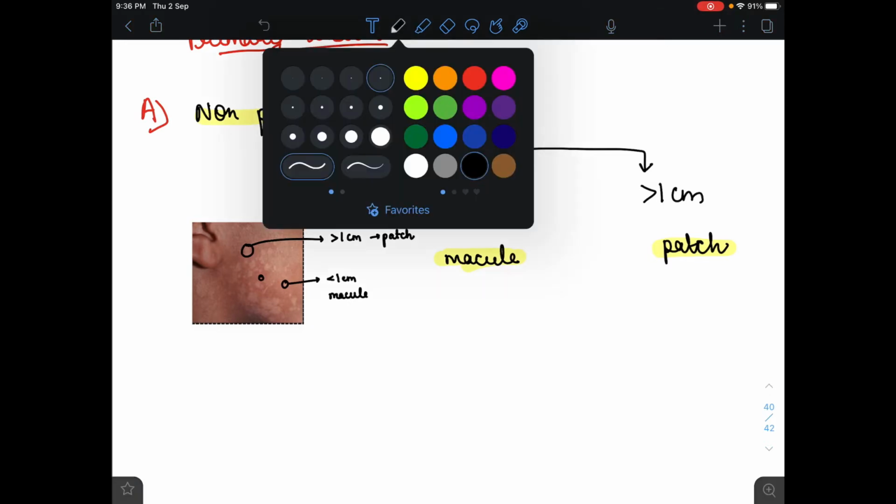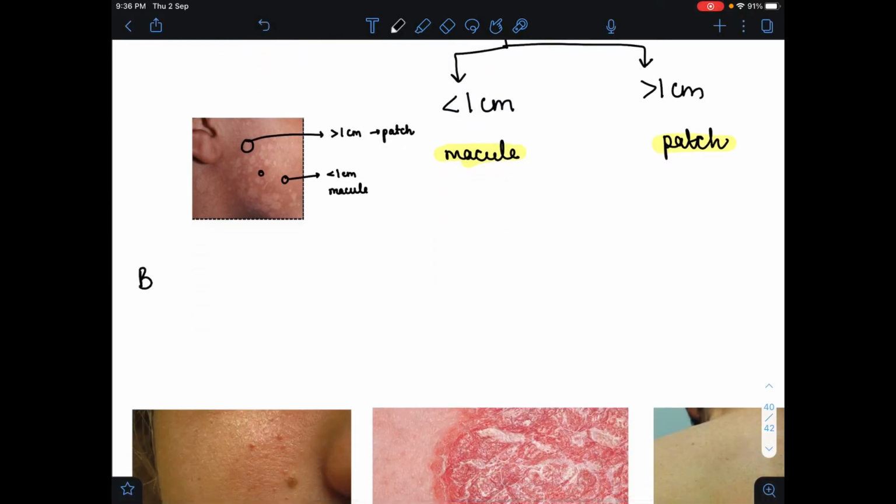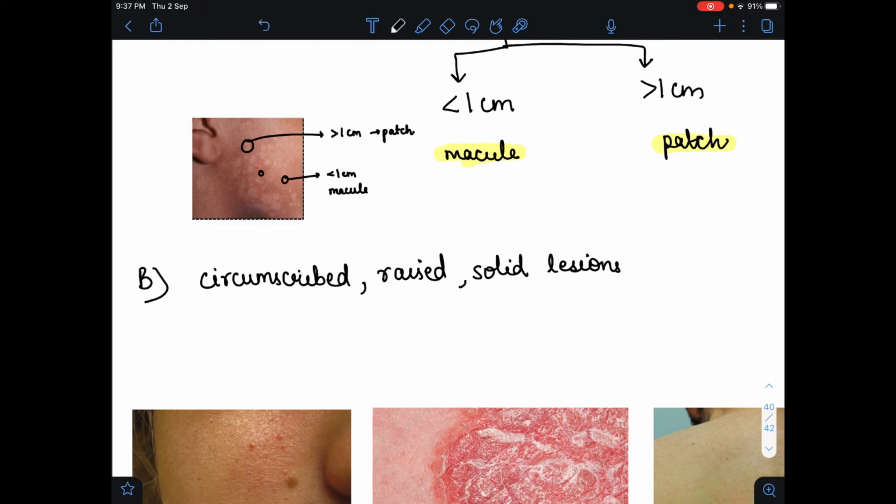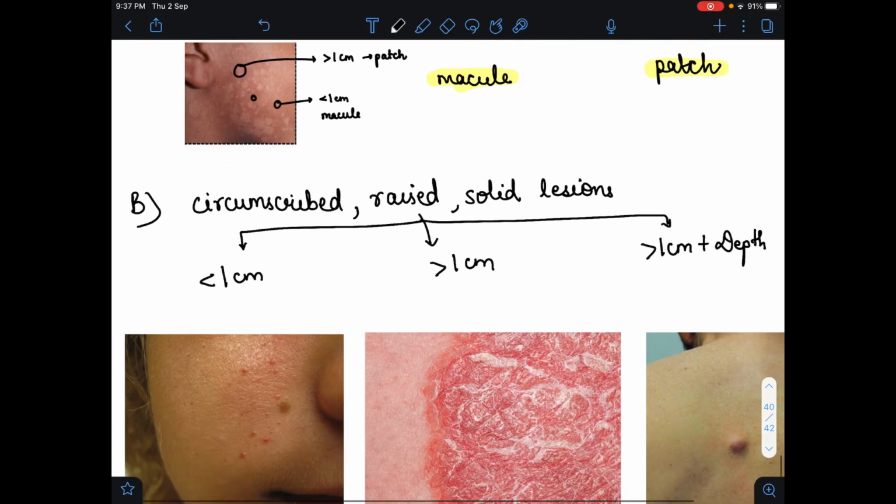Now move to the second type of lesions. In this we cover the circumscribed, raised and solid lesions. In this also we have less than 1 centimeter, more than 1 centimeter, and more than 1 centimeter plus the lesions have depth also. So in this we have three types.